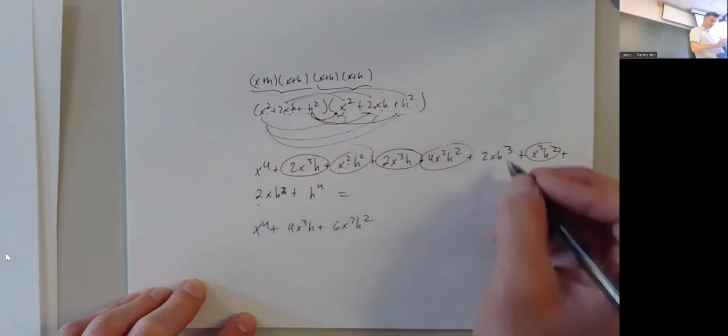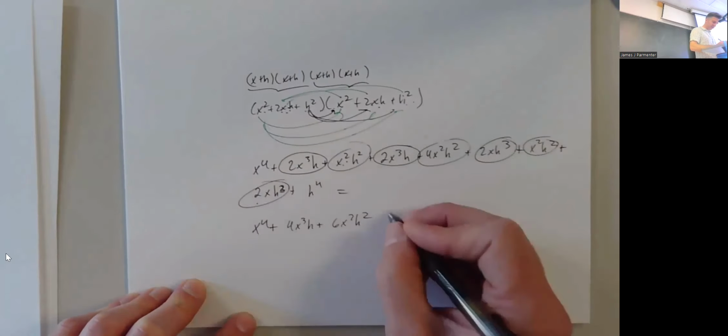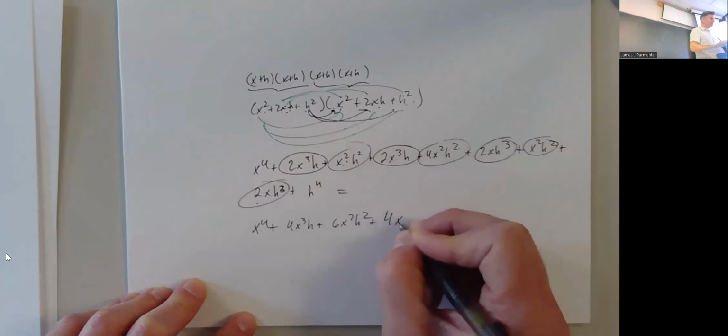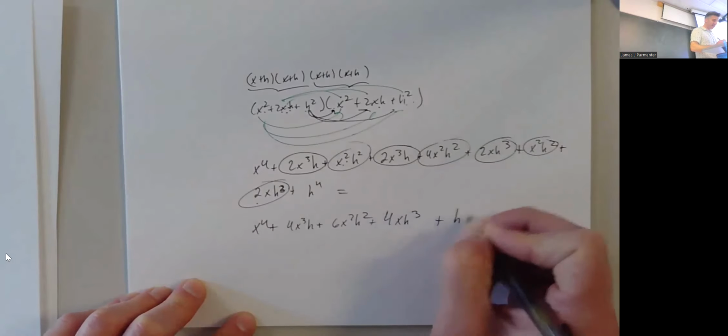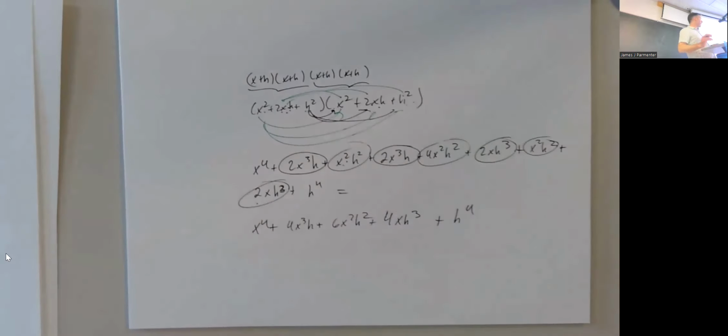And then we have a 2xh cubed plus a 2xh cubed, which is a 4x. See how terrible it is doing it the long way? But it is the same, right? We end up with the same thing. It just takes a lot more time. So you can do it the long way if that's more comfortable for you.